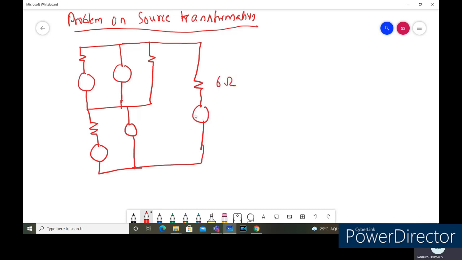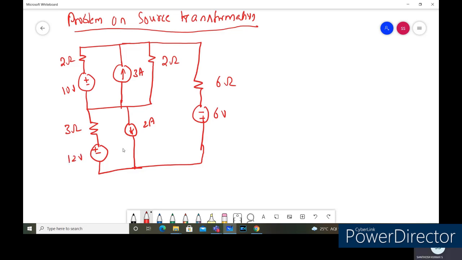So this is the 6 ohm resistance, and this is the 6 volts, and this is 2 ohm, and this is the current source, 2 amperes. This is 3 amps, and this is the voltage source with plus 10 volts, 2 ohm, and the 3 ohm circuit element, and the voltage source.